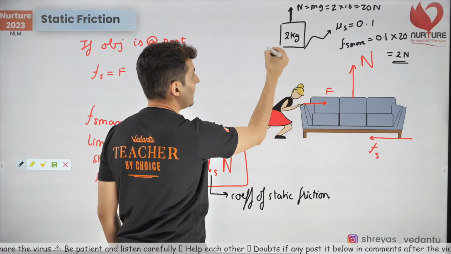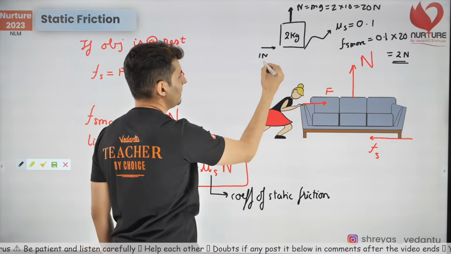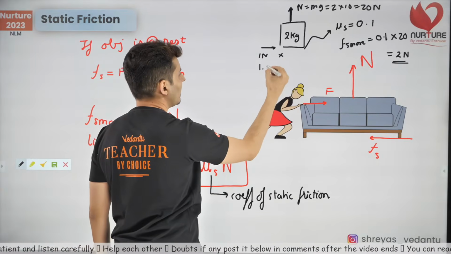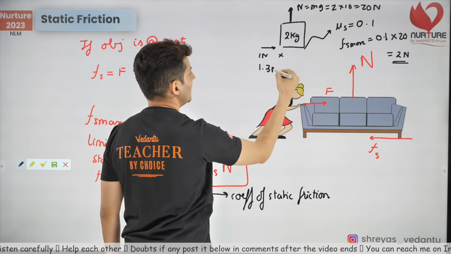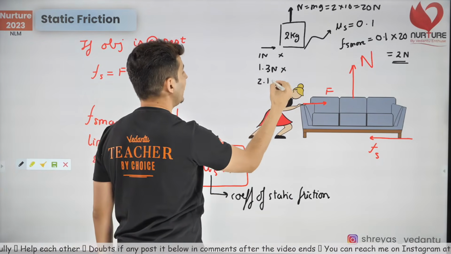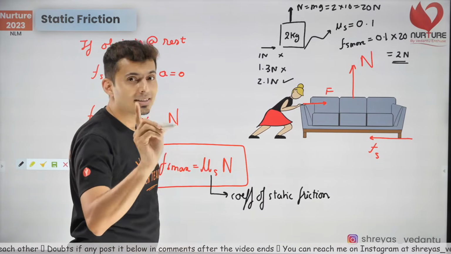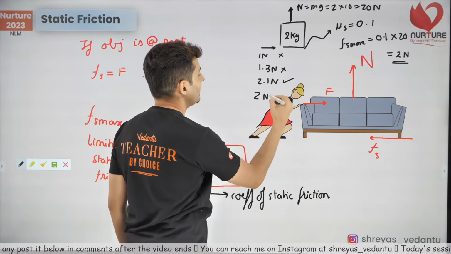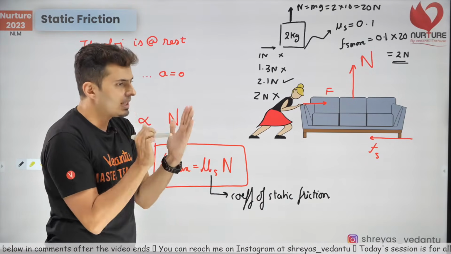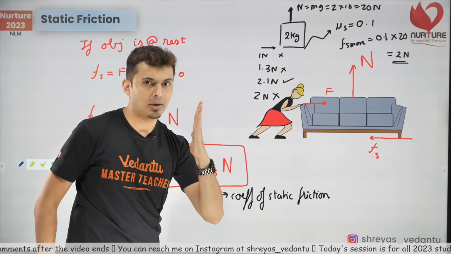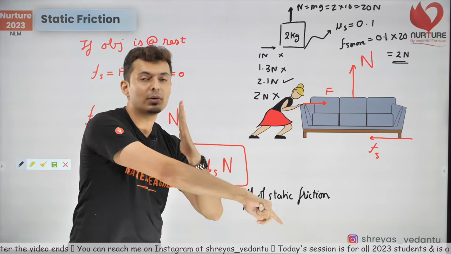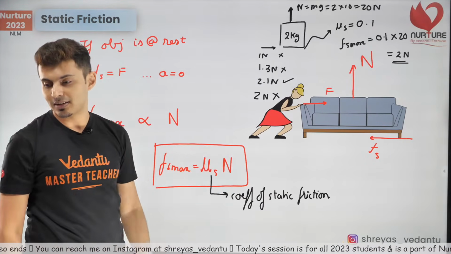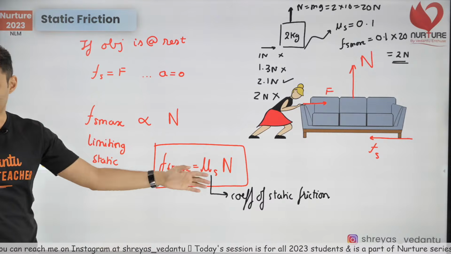So if you apply a force like 1 Newton, it will not move. If you apply 1.3 Newton, it will not move. 2.1 Newton, it will move, because the limit is 2 Newton. Even at 2 Newton, it will not move, because 2 Newton is just the bearing capacity. Anything more than 2 Newton, it will move. That's what it is. Is that clear?